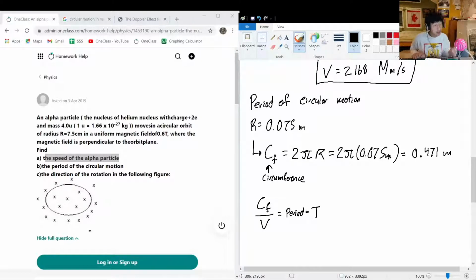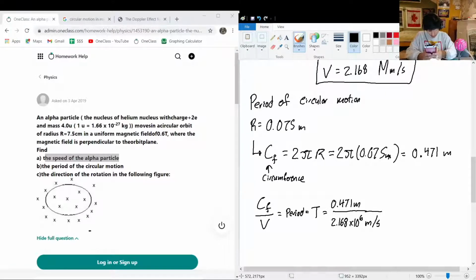Period is often represented with T because it's the time that it takes for you to do something periodically. It will always be the same. So here we'll have 0.471 meters divided by 2.168 times 10 to the positive 6 meters per second. So you can see how the meters cancel each other out. The per second goes upstairs and becomes just regular seconds. And I'm expecting a very small amount of time because that is something very, very fast, traveling not a very large distance. So I expect a very small number.